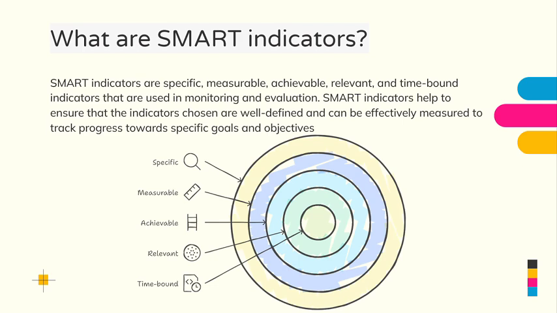Now, we have what we call smart indicators, right? So these are indicators that are specific, measurable, achievable, relevant, and time-bound that are used in monitoring and evaluation. So smart indicators help us to ensure that indicators chosen are well defined and can effectively measure and track progress towards specific goals and objectives. All right.